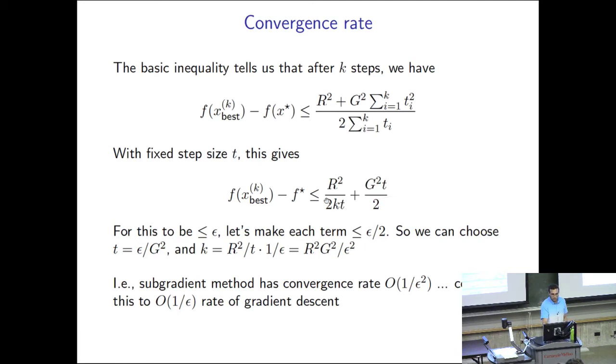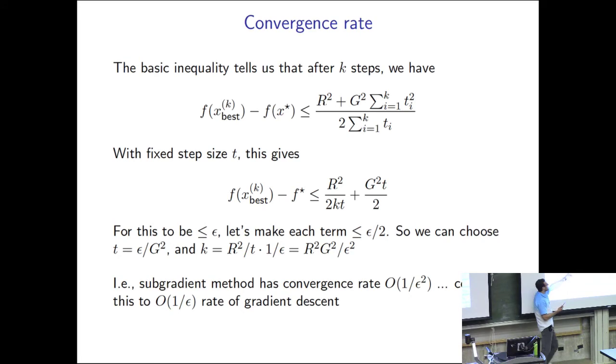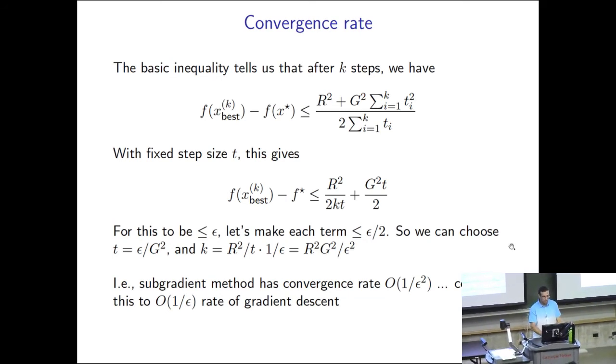And what does that do for this term? To make this term less than or equal to epsilon over 2, it tells us how many iterations we would have needed. When we look at what k is as a function of epsilon, we get r squared times g squared over epsilon squared. So to get an epsilon suboptimal solution, it suffices to take t to be this value and k to be this value. And what we care about is the dependence on epsilon, which is 1 over epsilon squared. This tells us that the subgradient method converges at this rate, 1 over epsilon squared.